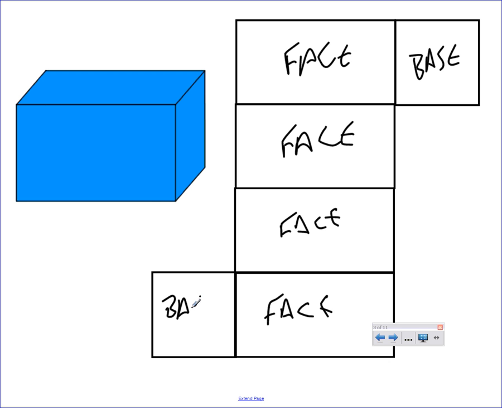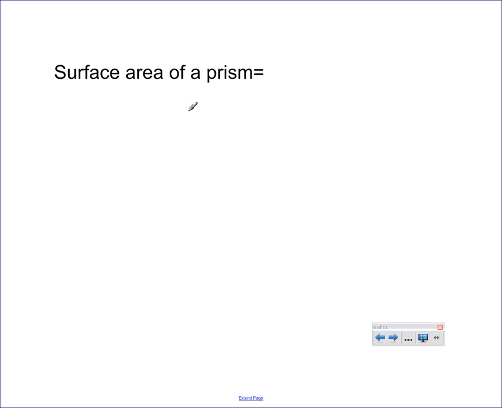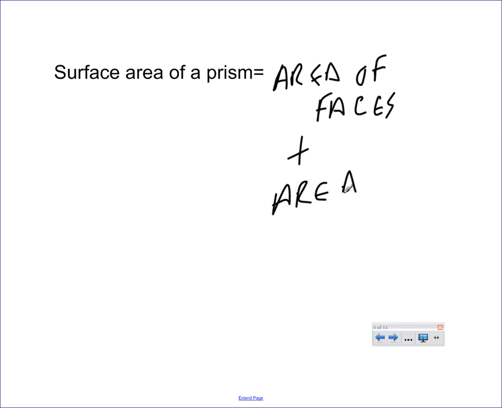If we want to find the area of a prism, we find the area of the faces and add to it the area of the bases. The area of the faces plus the area of the bases will give me the surface area of a prism. So the surface area of a prism is the area of the faces plus the area of the bases. And if you've seen the area, perimeter, circumference video, that shouldn't be a big deal.